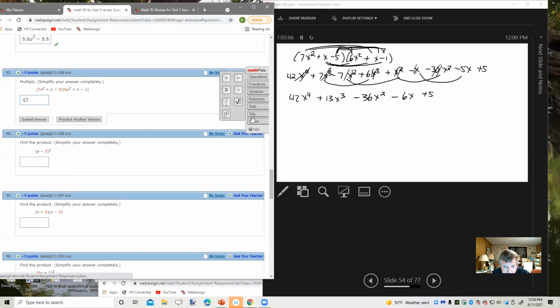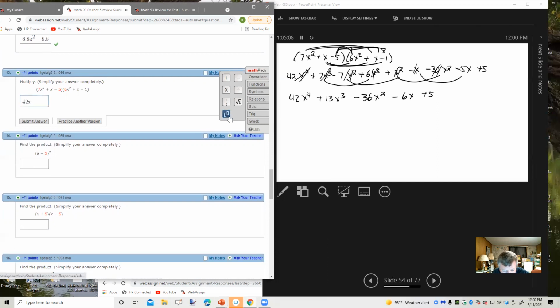42x to the 4th plus 13x cubed minus 36x squared minus 6x plus 5. And it looks good. Okay.